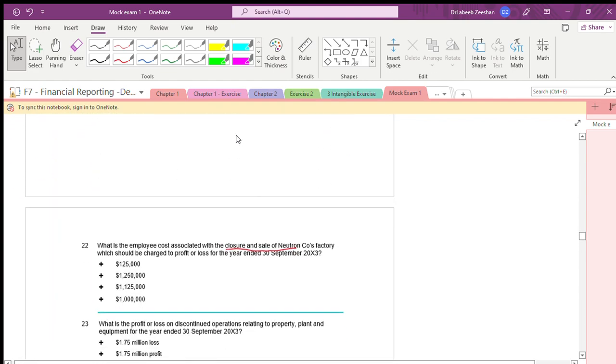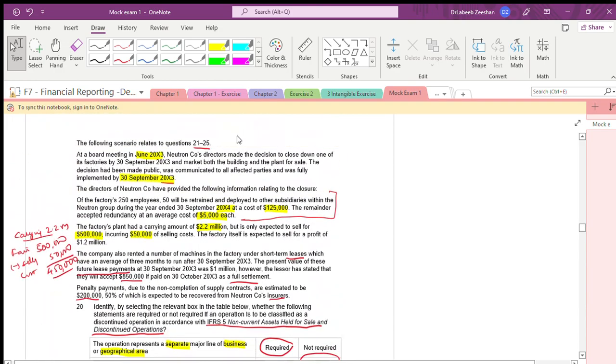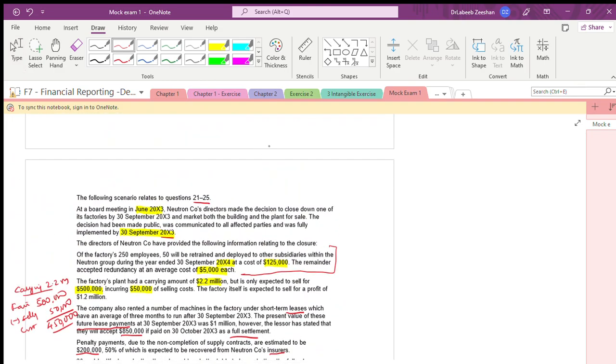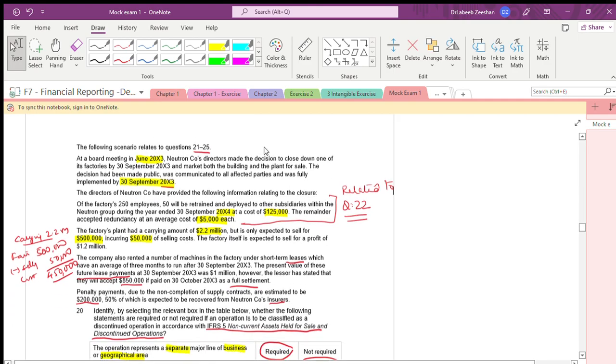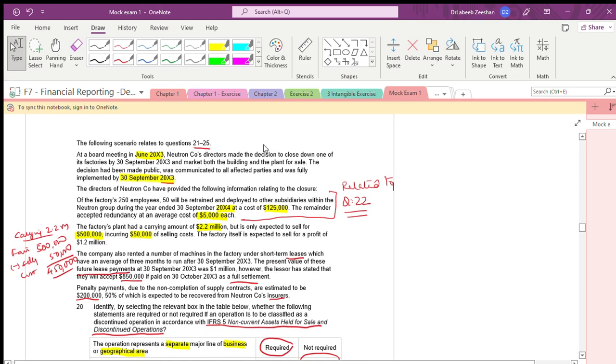Which question is it? It is question number 22. Of the factory's 250 employees, 50 employees will be retrained and deployed to other subsidiaries within the Neutron group during the year, at a cost of 125. The remainder are made redundant at an average cost of how much?